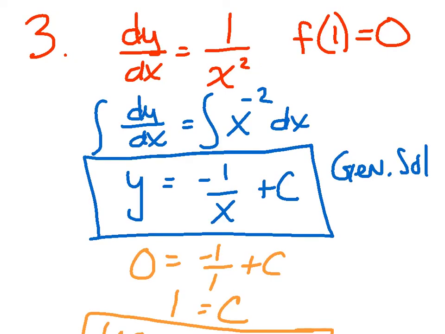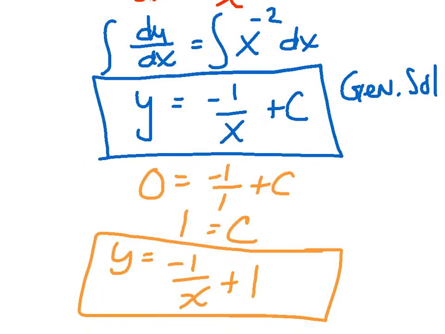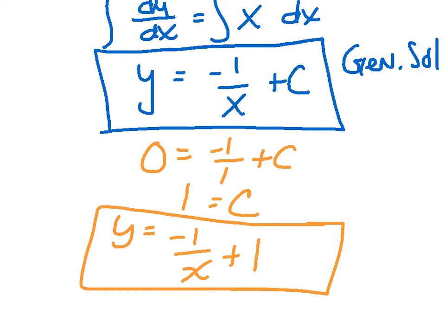Alright, so you can scroll through my work real quickly. Obviously 1 over x squared is just x to the negative 2. Add 1, divide by the new exponent, and you've got your general solution. Don't forget that plus c. Plug in the initial condition. I've got c equals a positive 1, and plug that value back in, and you've got your answer.